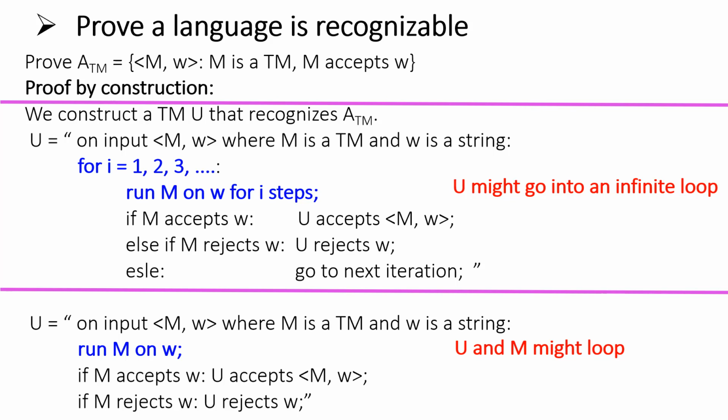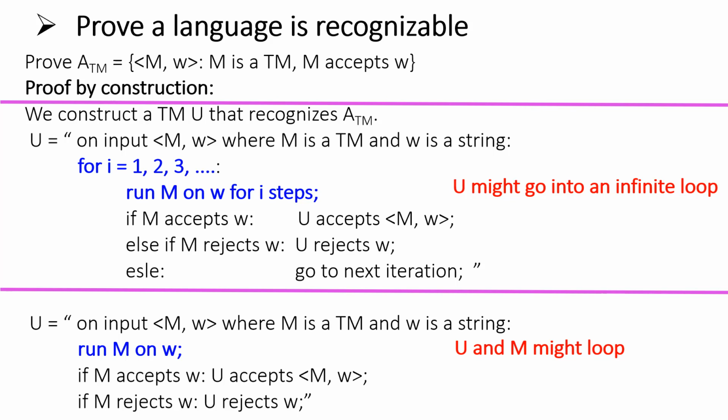Note that U might go into an infinite loop if M loops on W. In this case, U loops and never gives an answer. But it is okay because in this case, MW does not belong to ATM. So long as U does not accept MW, we don't care whether U rejects it or loops on it.